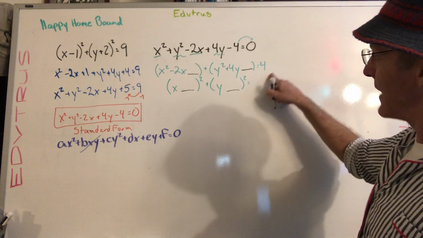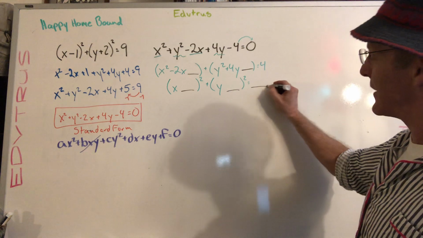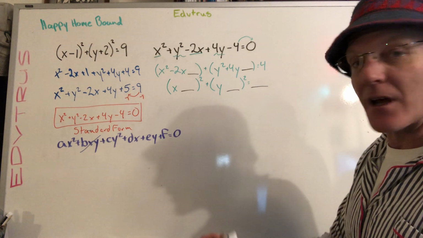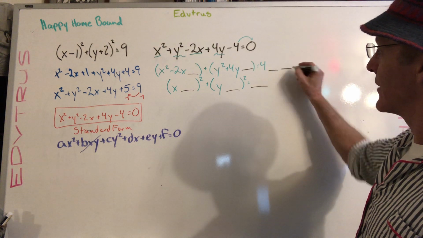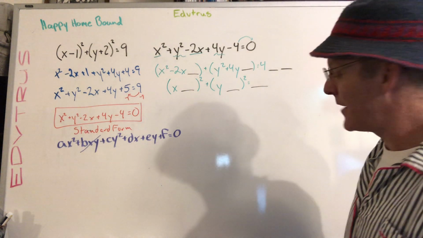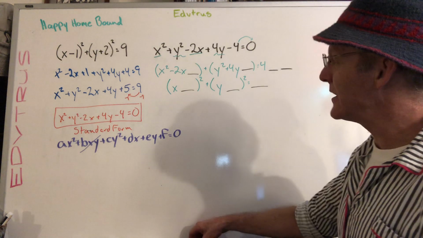And then notice I've left this blank because we're going to have to figure out what the new total is, because when we add things on the left side, we're going to have to compensate over here on the right side for having done that. Okay? So what do we need to do?